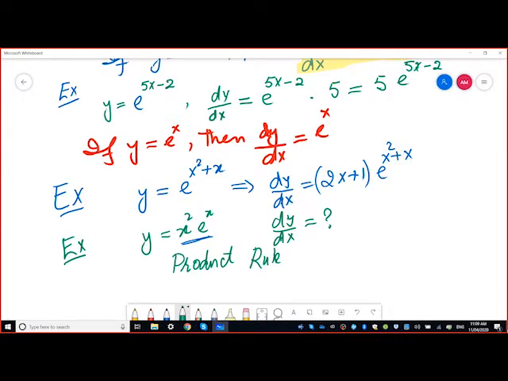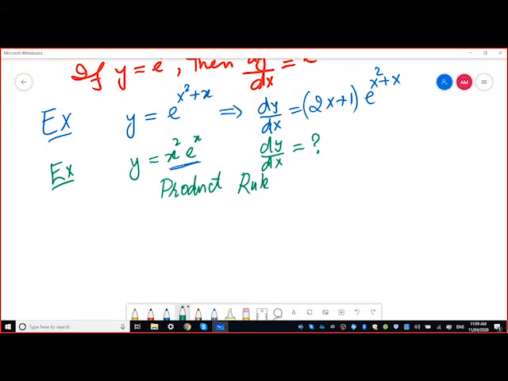So now you let me know how to do that. dy upon dx is equal to what? It's equal to x squared times e to the power of x plus e to the power of x times 2x. Very nice. And we can then take e to the power x common. So this becomes e to the power x times (x square plus 2x).